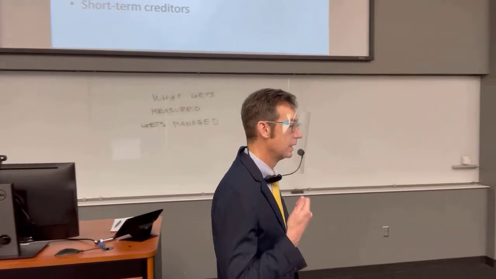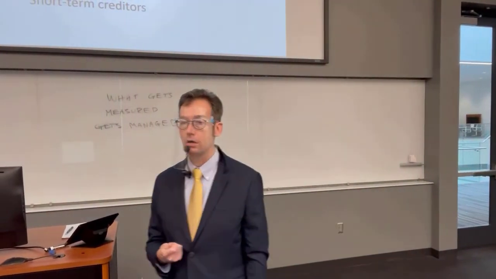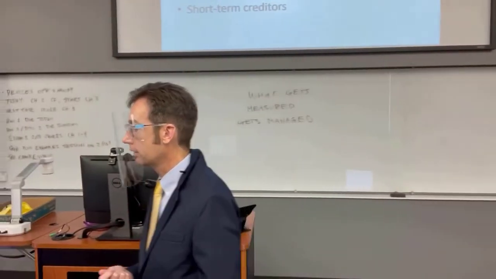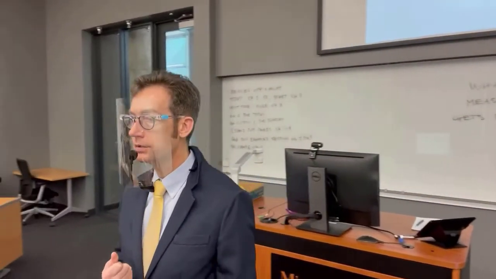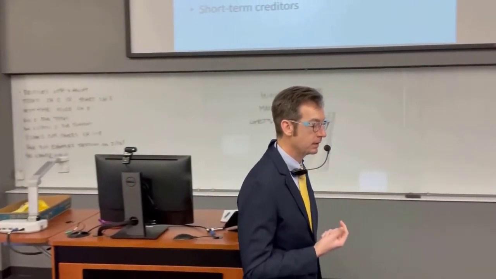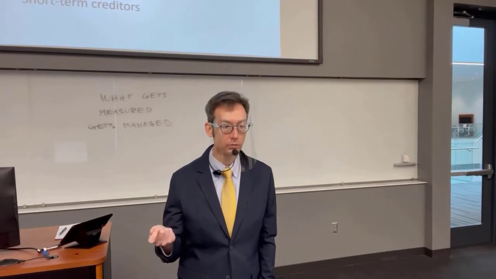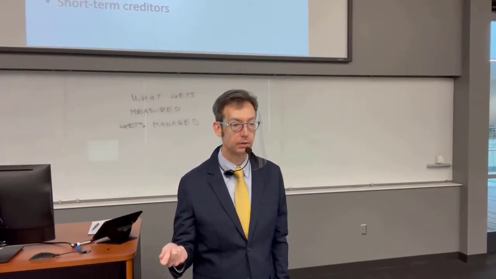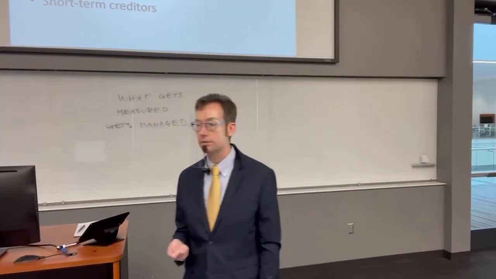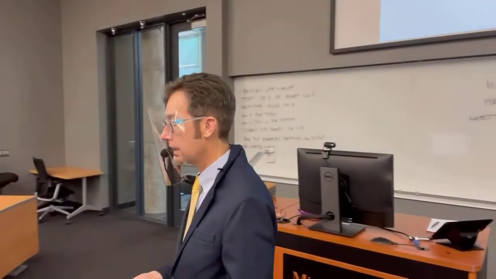Now, it turns out that not all current assets are created equally. They have different amounts of liquidity. So, for instance, cash is the most liquid, then we would have accounts receivable, then we would have inventory. So inventory is the current asset that's most likely not to get sold in the next year.